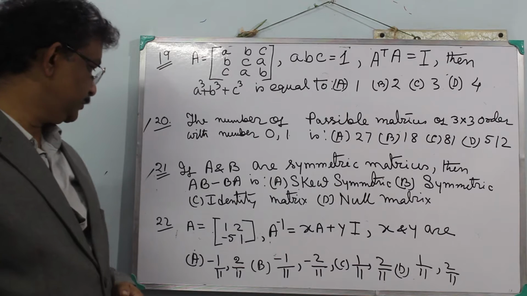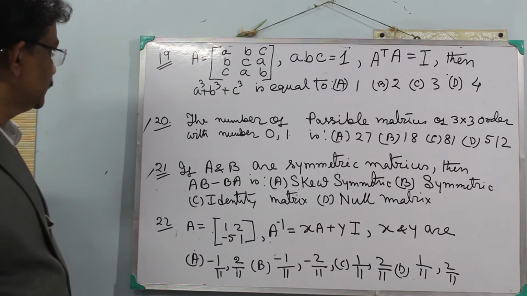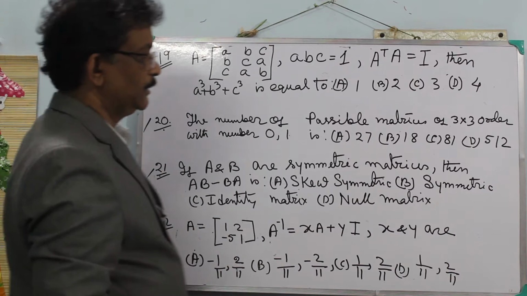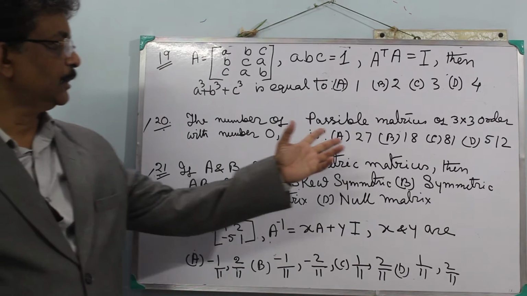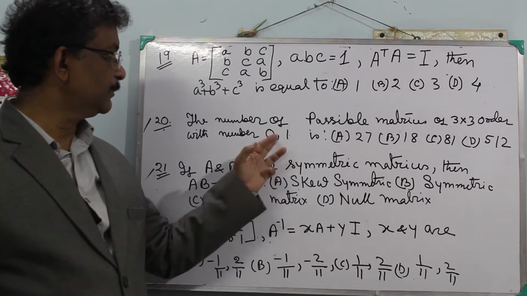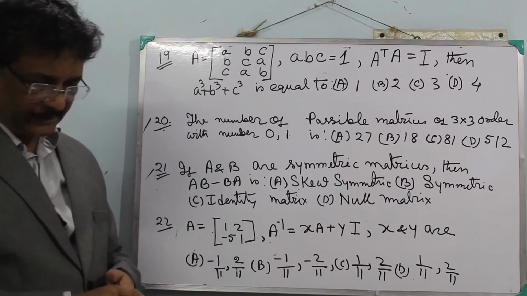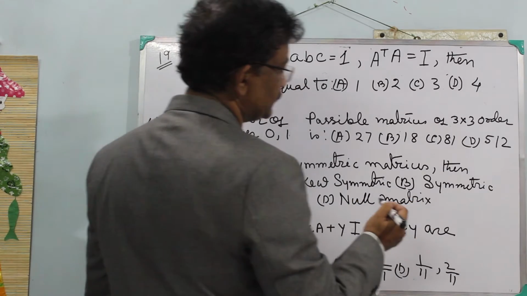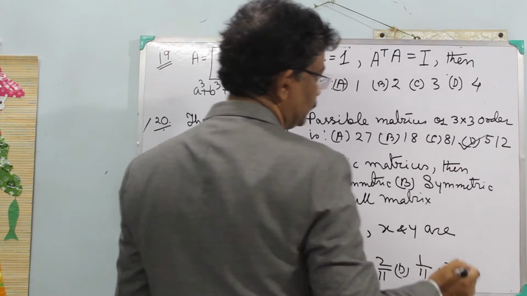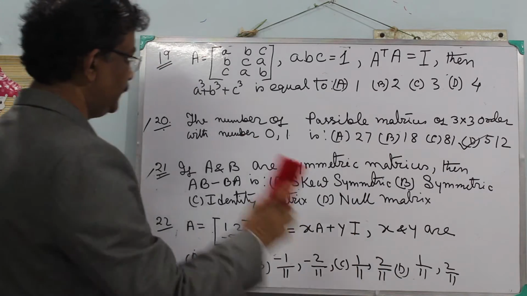So first 4 problems, 19 to 22, of the second part of MCQ on matrix. I will solve 21st, then 19, for space problem. So the number of possible matrices of 3 by 3 order with 0 and 1. A matrix will be formed with only 1 and 0. So the number of possible matrices? The correct answer is 2 to the power 9, equal to 512. Let us solve. Why 512?